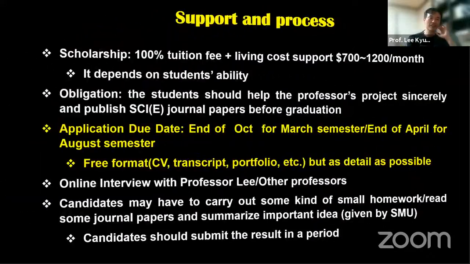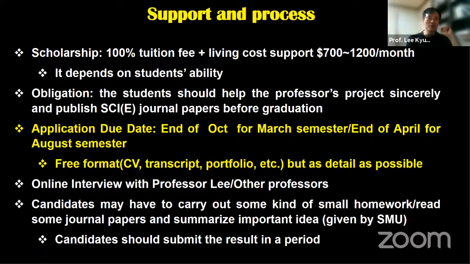And support and process. Scholarship: 100% tuition fee and living cost support, about $700 to $1,200 a month. Of course, there are some kinds of initial costs. If you arrive in Korea, you have to quarantine, the isolation, 2 weeks. Now it's 10 days. Maybe next year it can disappear, but till now we have quarantine, isolation. So you have to pay the isolation fee and maybe airplane and other visa fees.